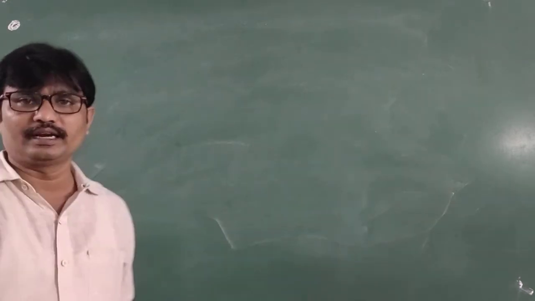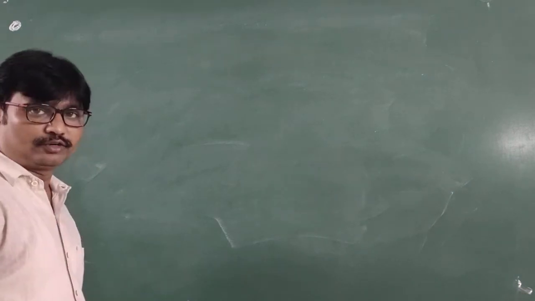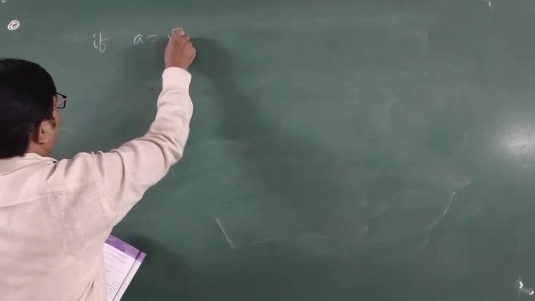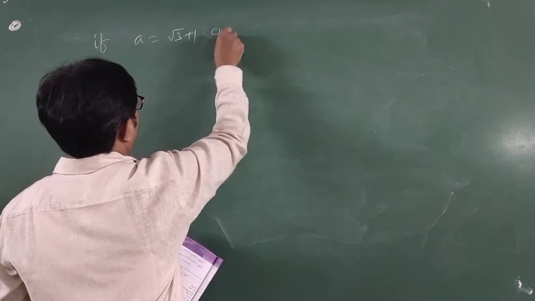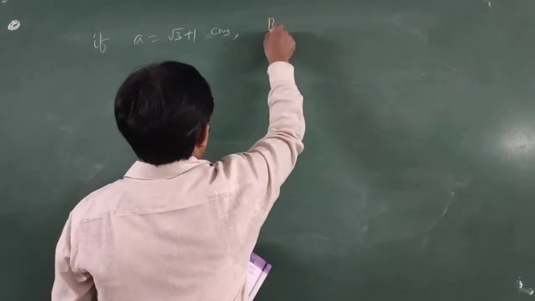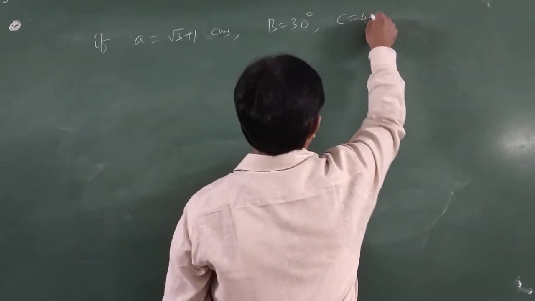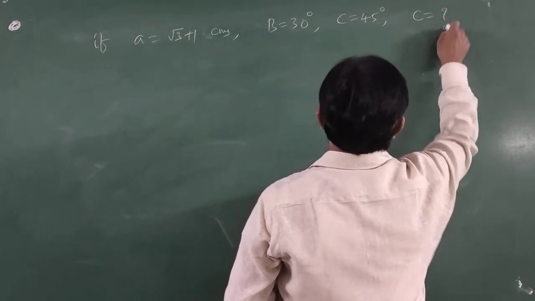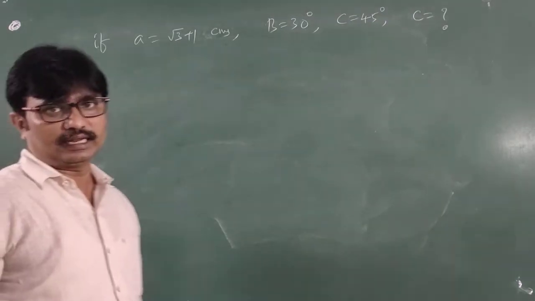So this is from the sine rule. Now the second one, students. All these questions refer only to triangle ABC. If small a is root 3 plus 1 centimeters, angle B is 30 degrees, angle C is 45 degrees, then find the length of the side. So dear students, now we find the length of the side.